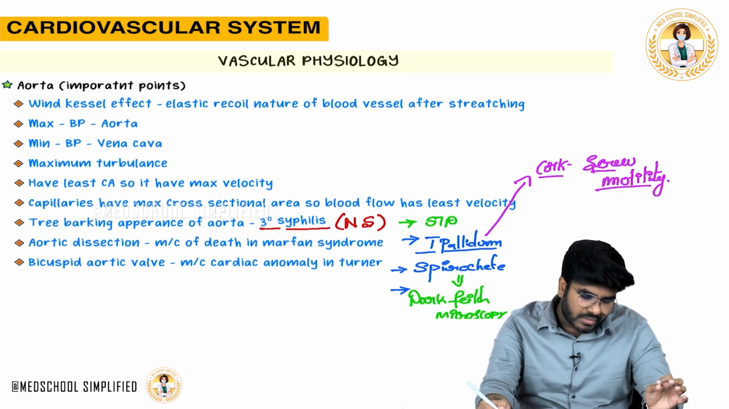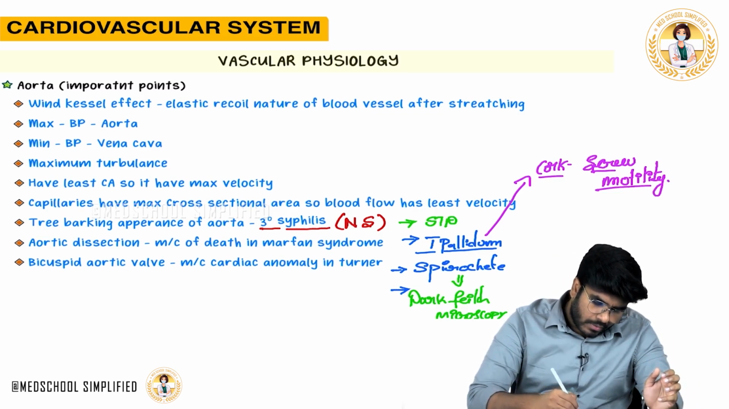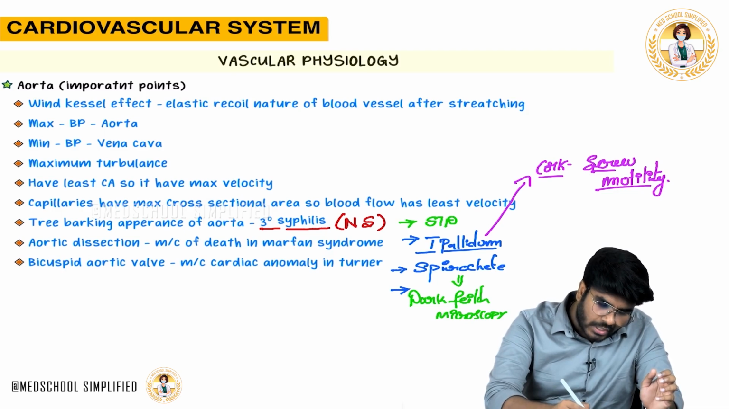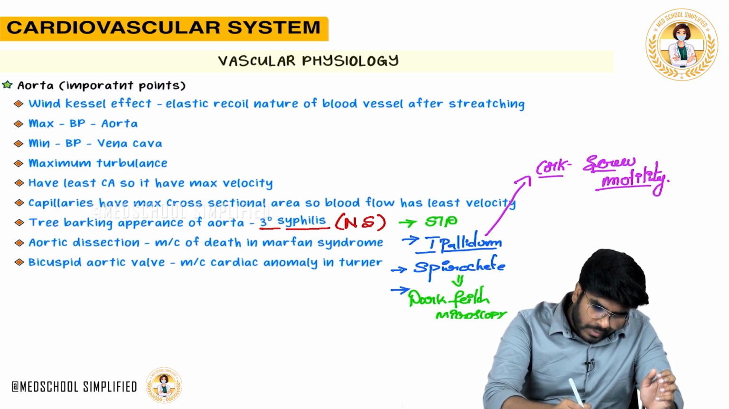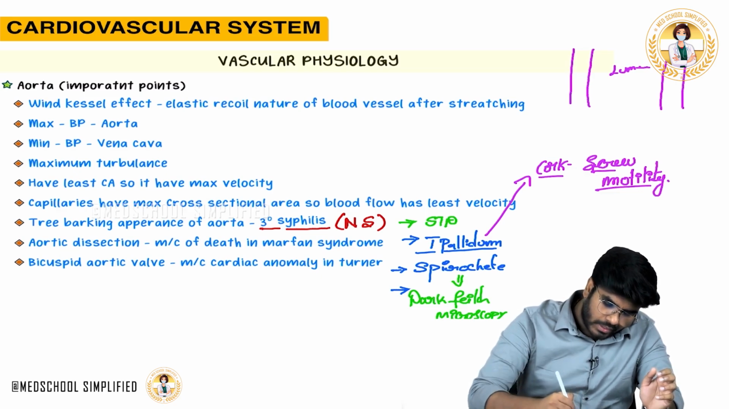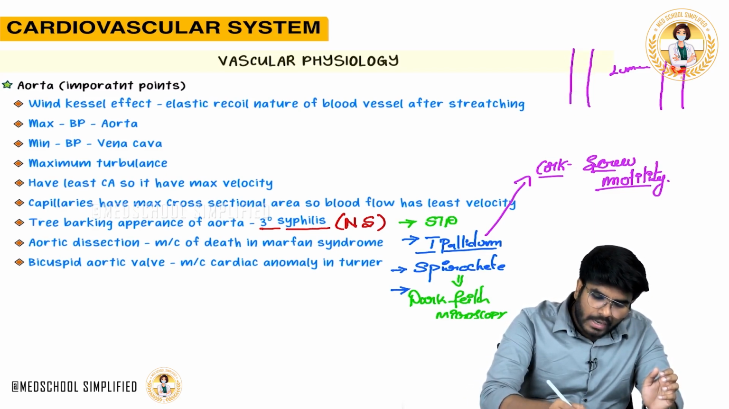Now these are some important points regarding tertiary syphilis or generally syphilis. Aortic dissection, there is a condition called aortic dissection. Now what exactly is aortic dissection? I hope most of you already know this. For example, let me show you. This is the aorta. This is the lumen of the aorta, and this is the wall of the aorta, the entire thing is the wall, and here is the lumen.